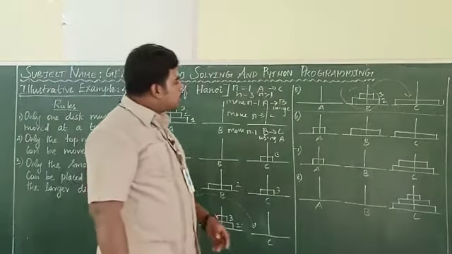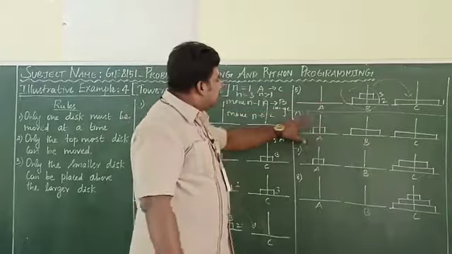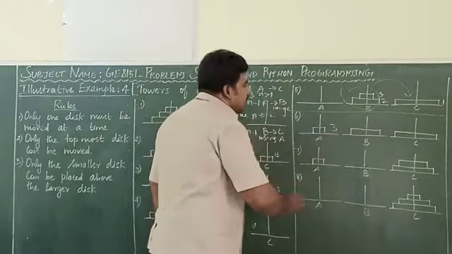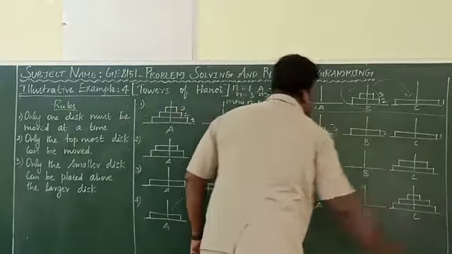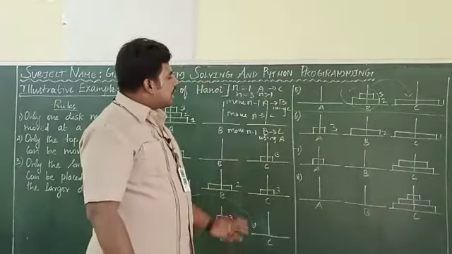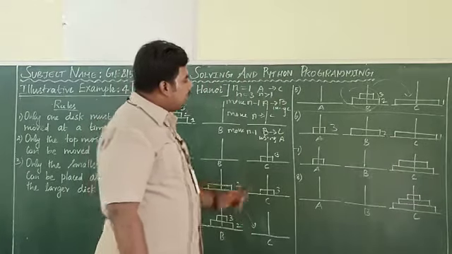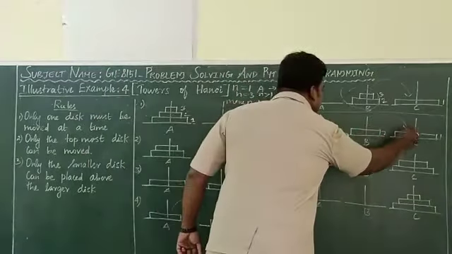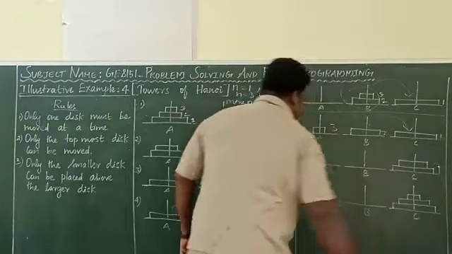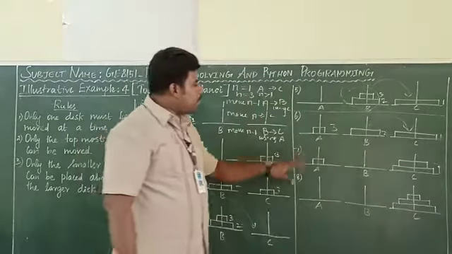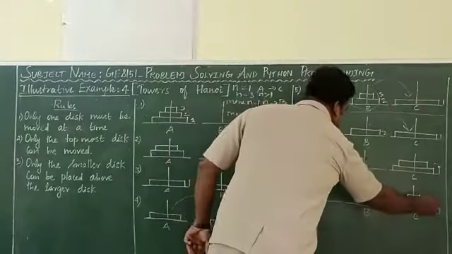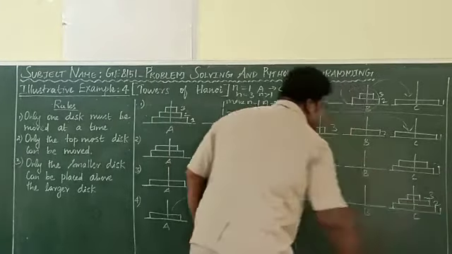Now what's the next possibility? We can bring the third disk here, second is here, and first. Okay. Now what's the next step we can do? We can put the second disk over the first disk. Then we can put the small disk here. So 1, 2, 3.